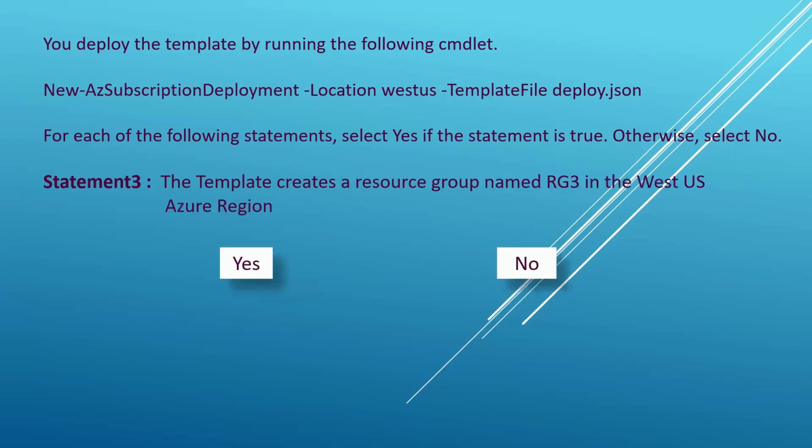And the third statement is: the template creates a resource group named RG3 in the West US Azure region. And my friends, this statement is incorrect. It will create a resource group named RG3, but in the East US location. Let's head to the Azure portal and try to deploy the template to validate the answers.